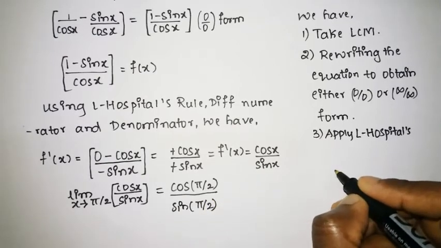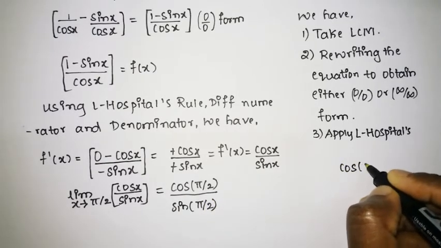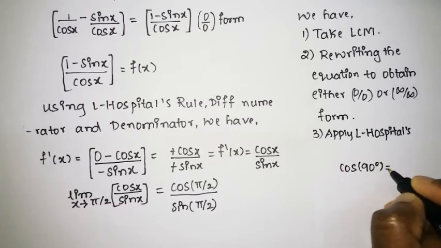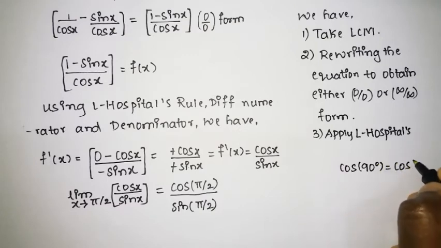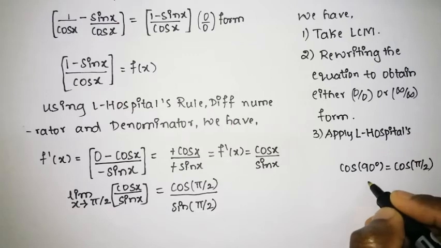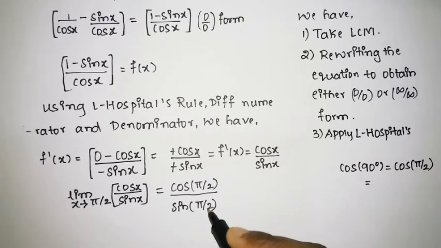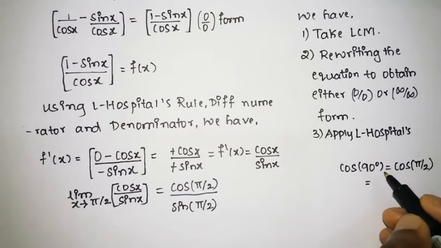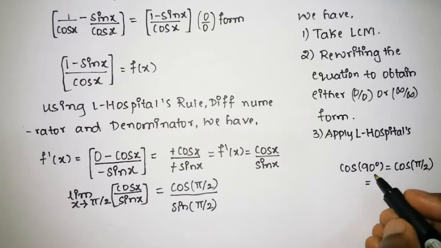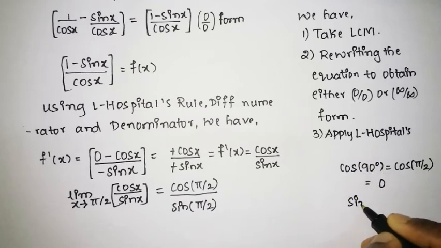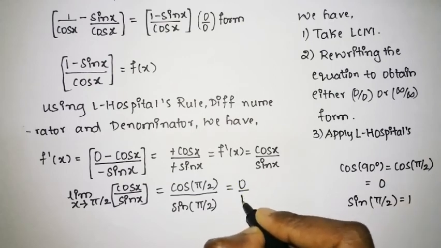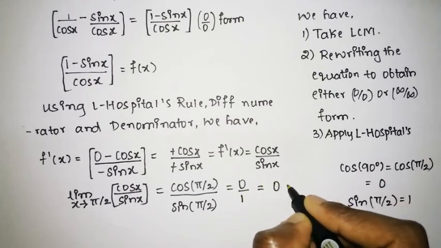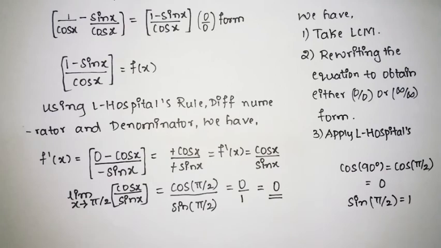As we know, cos 90 degree, or cos pi by 2, is 0. And sin pi by 2 is nothing but 1. Therefore we have 0 divided by 1. So 0 by 1 is nothing but 0. So 0 is the required result for the given equation.